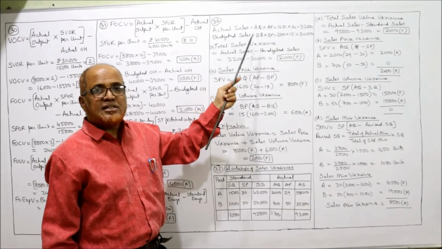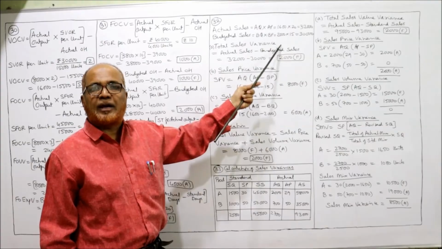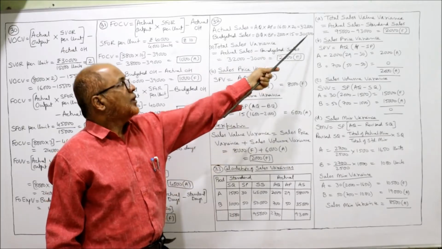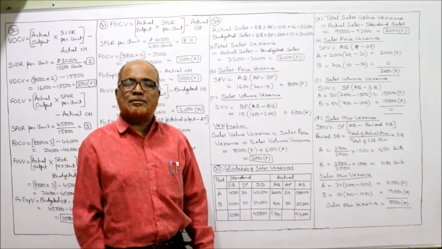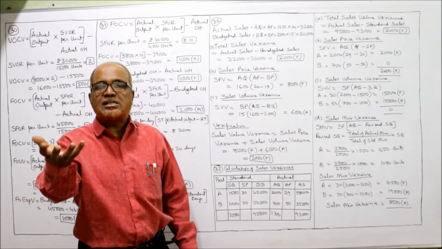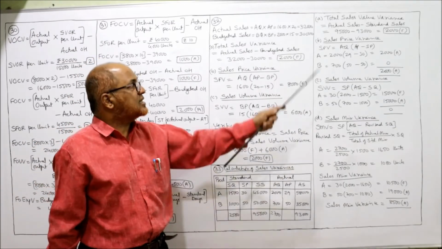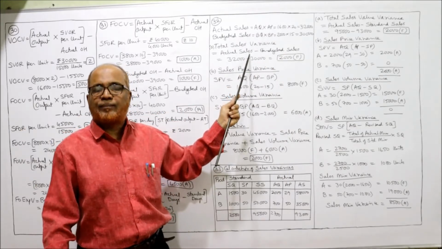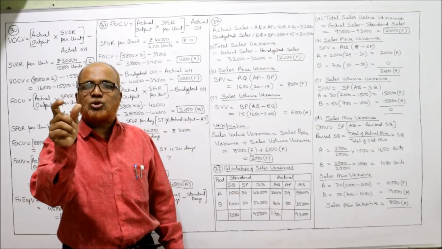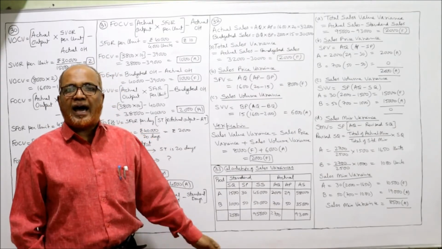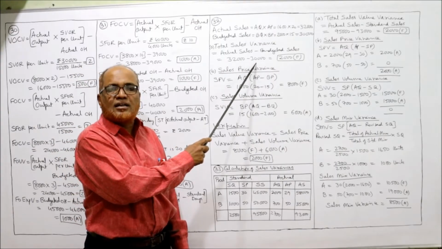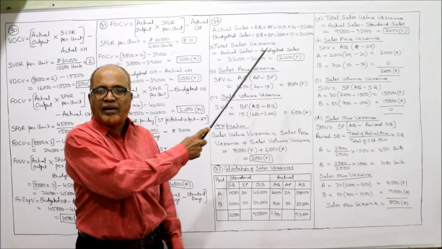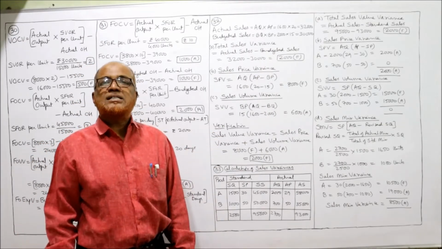Budgeted sales are budgeted quantity into budgeted selling price. Budgeted quantity 2000 units and budgeted selling price 15, so 30,000 rupees are the budgeted sales. We expected the total sales to be 30,000, but actual sales come to 32,000. The total sales variance formula is actual sales minus budgeted sales. Actual sales 32,000, budgeted sales 30,000. So 2,000 rupees favorable. This is the total sales variance.